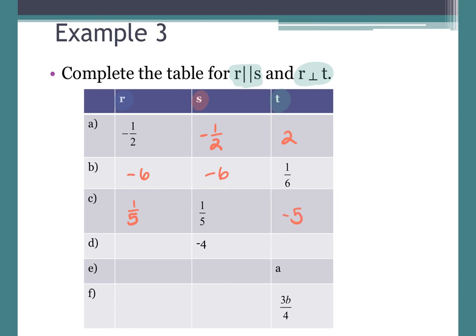Same for D. S is -4, so then R is -4, and T is 1/4. E says T is A. So would it be negative 1 over 8? Good. Negative 1 over A is R and also S. And then F, 3B over 4 is the slope of T. So negative 4 would be B. Good. And these would both be the same.